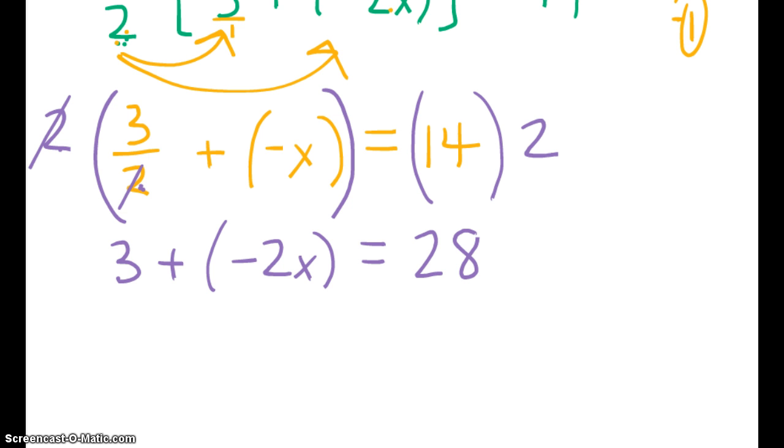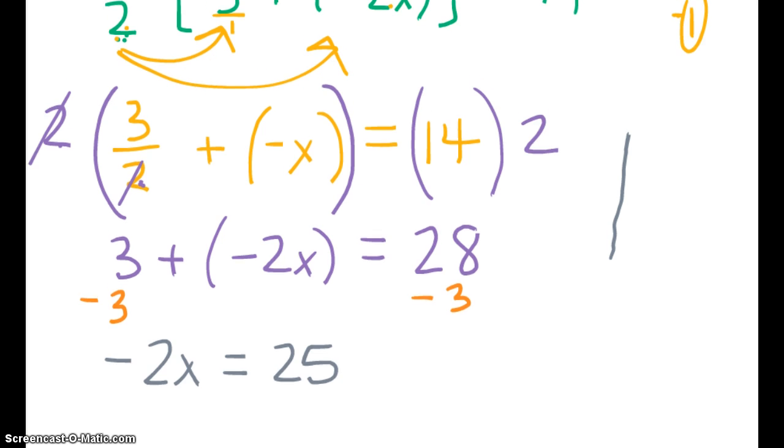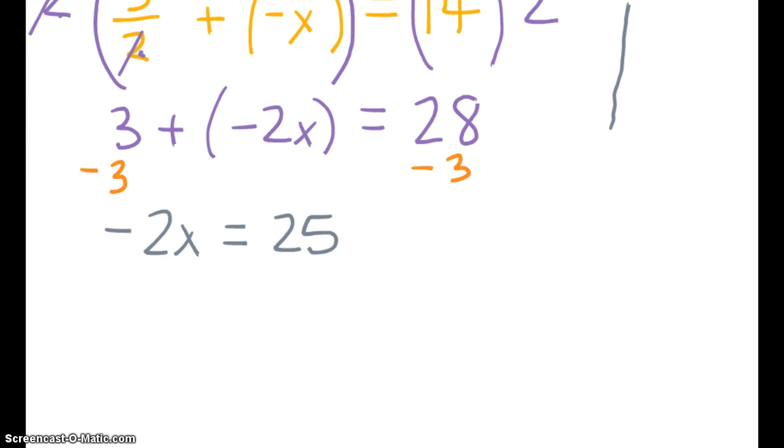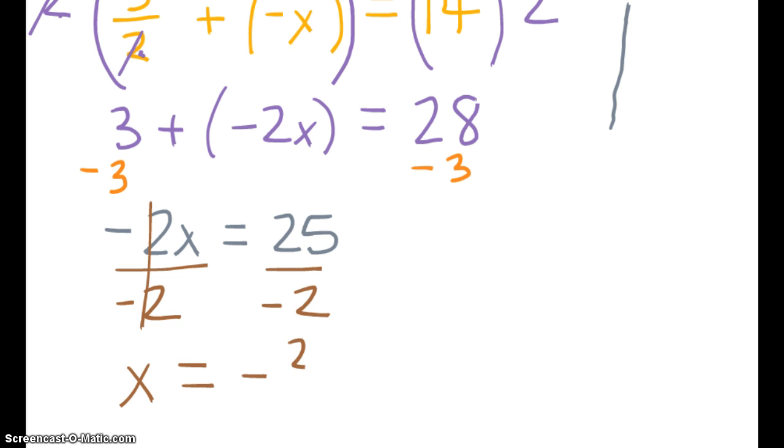Now remember, there are a couple of ways that you can do this. I'm just showing you one way. So then we've got to get rid of those 3 positives. So let's do that with 3 negatives. So we're left on the left with negative 2x equals 25. Then what we're going to have to do is divide both sides by negative 2. Those divide out to be a positive 1x equals negative 25 halves. And that's it.